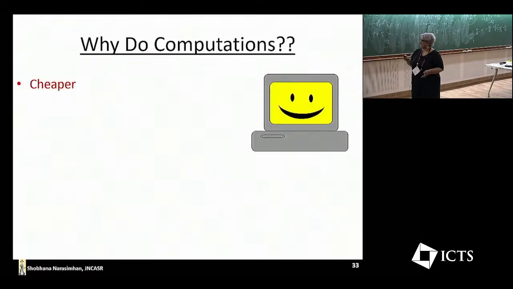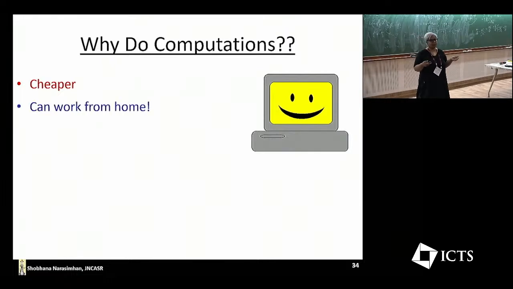So I'm a computational physicist, so I don't do much pen and paper. I do some, but I don't do any experiments at all. I do some pen and paper, but mostly what I do is computation. So why do we do computation? Okay, so it is much cheaper to do something on the computer than in a lab.